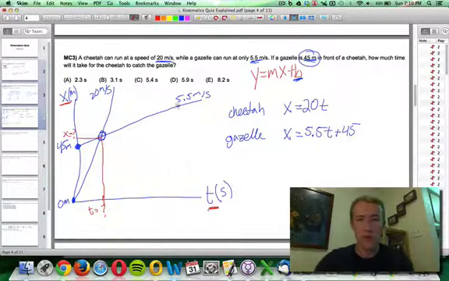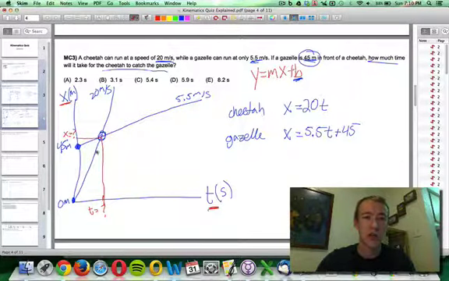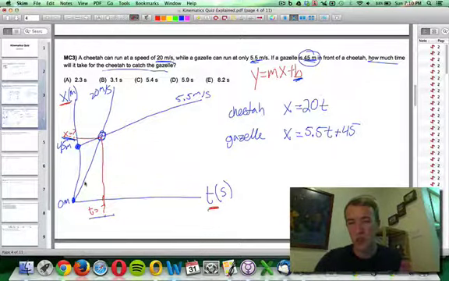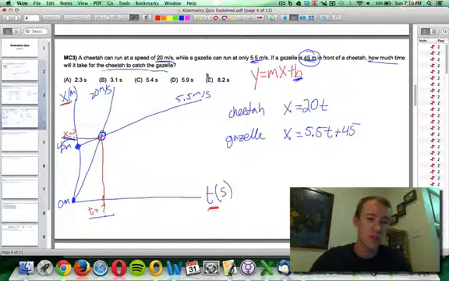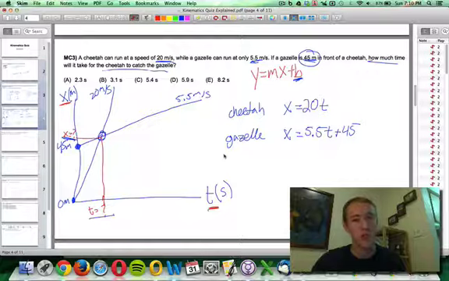Now remember, what are we even trying to find here? How much time will it take for the cheetah to catch the gazelle? Or at what time will the cheetah and the gazelle be at the same position? This is going to look silly at first, but this is so important for you to see.